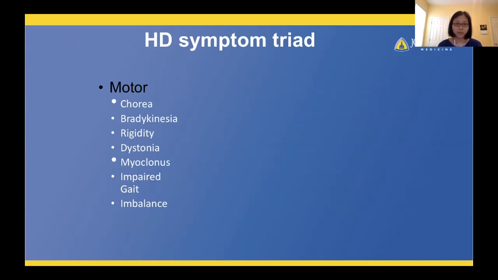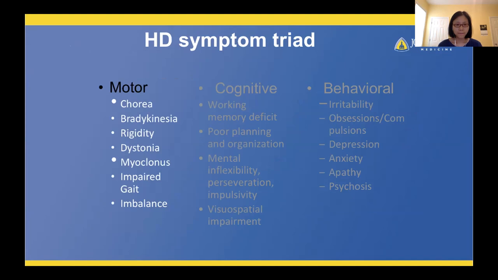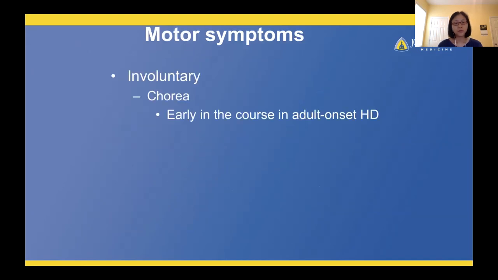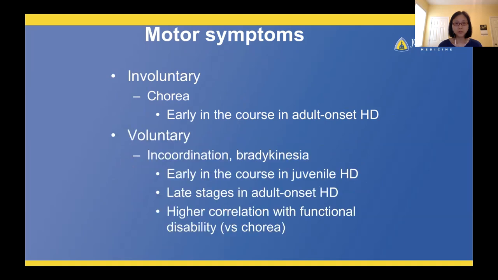So that was chorea, but also there are other symptoms within the motor domain that are commonly affected. So chorea would be a type of involuntary movement that's involved. And again, it's present early in the course. But voluntary motor symptoms are also quite common, and these include incoordination and bradykinesia.